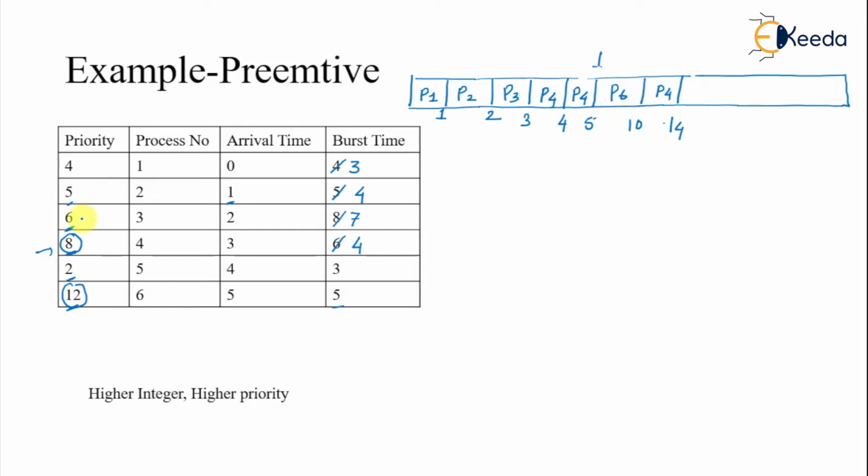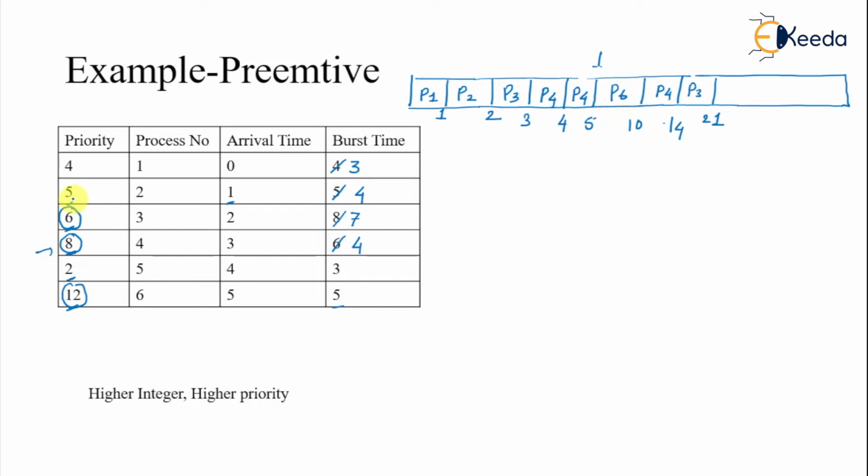Now among 4, 5, 6 and 2, the highest priority is P3, and that is 6. P3 is having 7, and that will make it 21. Okay, so that is 21. And so now we are done with P3 also. So let me just put a circle over here. Now we are having 4, 5 and 2.